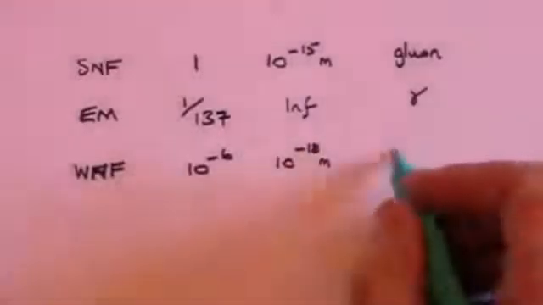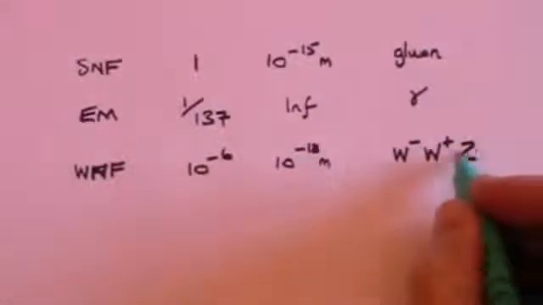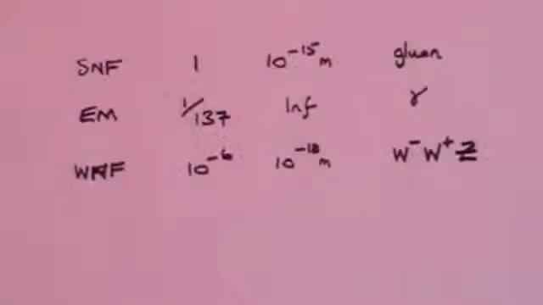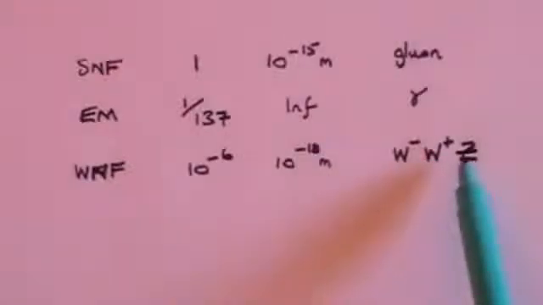And the bosons are the W minus, the W plus, and a boson we haven't come across yet, the Z. The W minus is the gauge boson that carries away a negative charge. The W plus is the gauge boson that carries away a positive charge. The Z is neutral, so you have a Z gauge boson wherever you have neutral particles interacting, and that would, for example, be the neutral neutrinos.